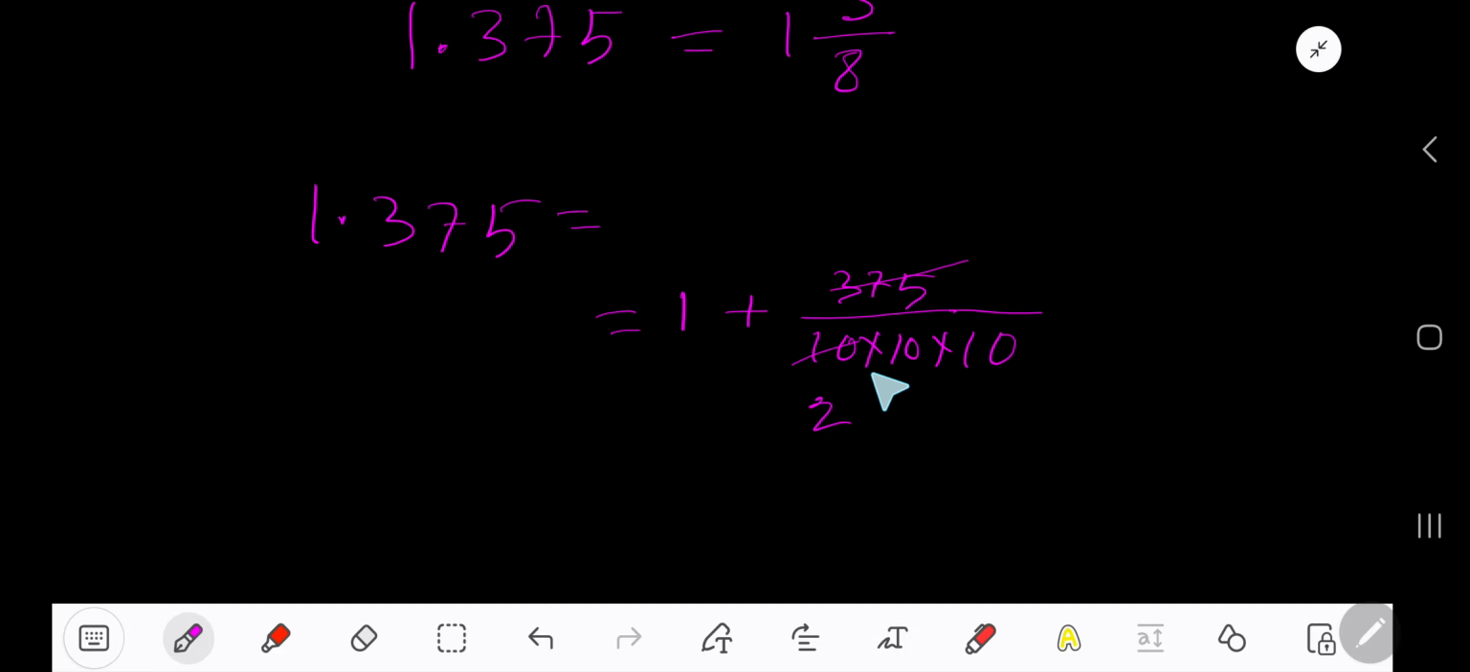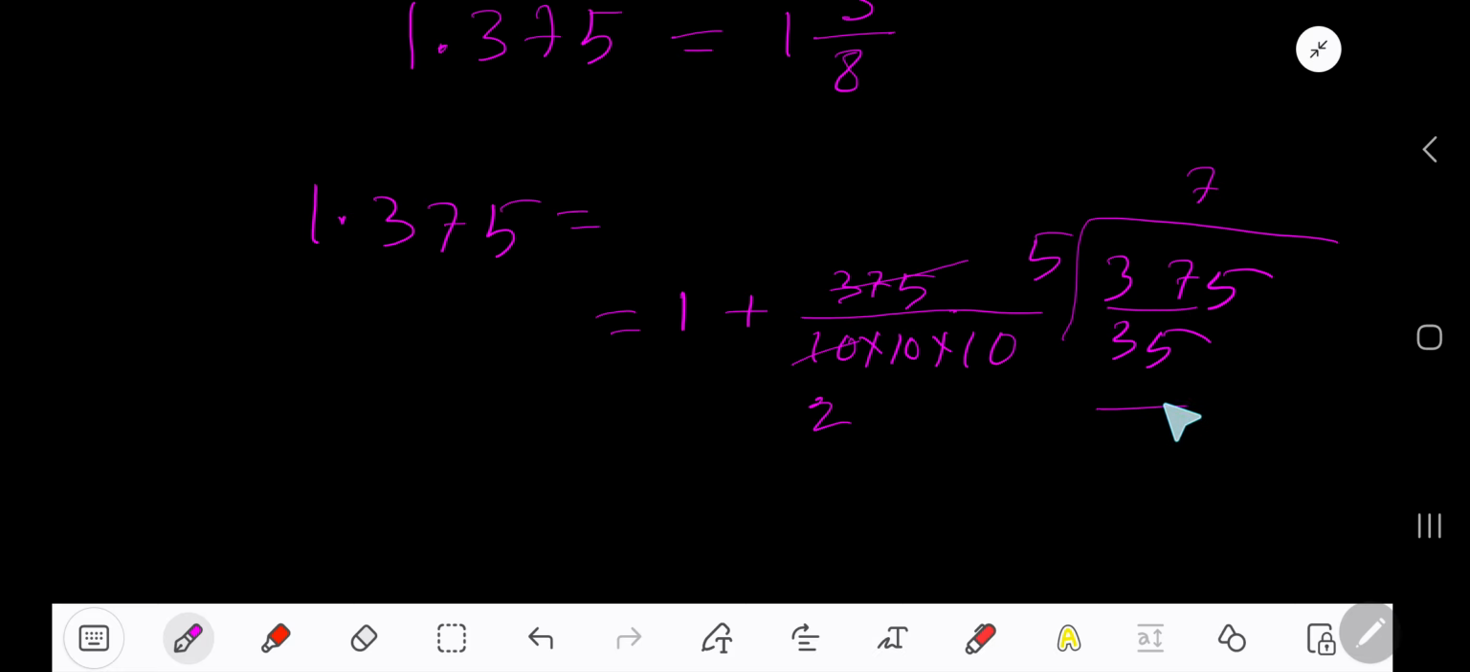So if we do so, I will get 2 and I will get what? 375 divided by 5. 5 goes into 37, 7 times, 5 times 7 is 35. Subtract, get 2, bring down 5. 5 goes into 25, 5 times, so 75.